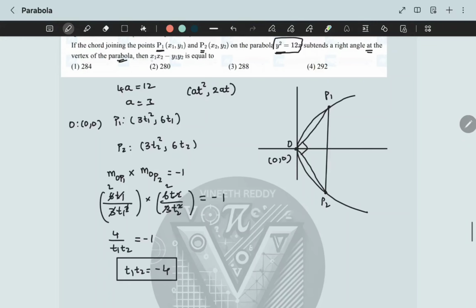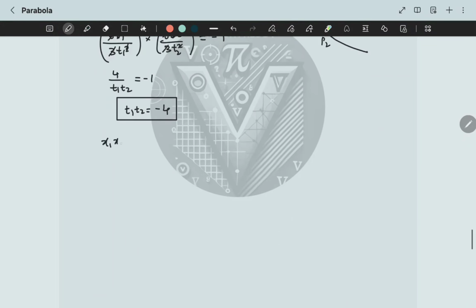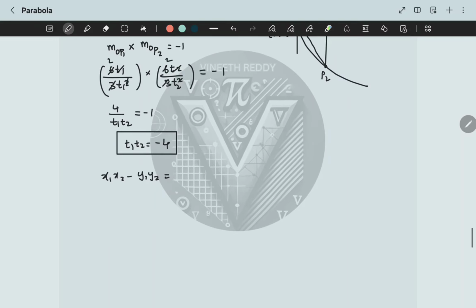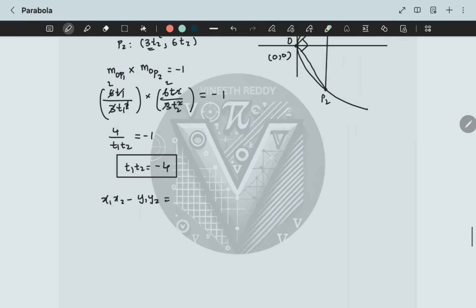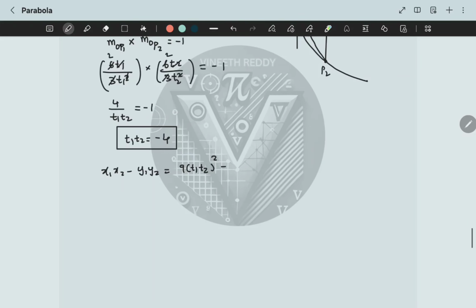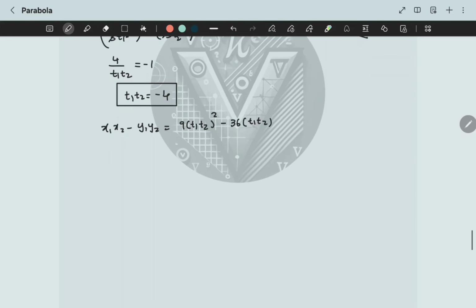Fine. Now what he is asking is we need to find this value, x1 x2 minus y1 y2. So x1 x2 minus y1 y2 should be equal to, what is x1 here? 3t1 square, and x2 is 3t2 square. So we will write it as 3 into 3 is 9, t1 t2 whole square, minus, what is y1? 6t1, y2 is 6t2. So we'll write it as 6 into 6 is 36 into t1 t2. And what is t1 t2? Minus 4. So we'll write this as 9 into minus 4 whole square minus 36 into minus 4.